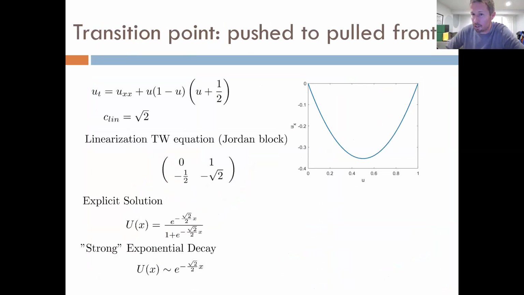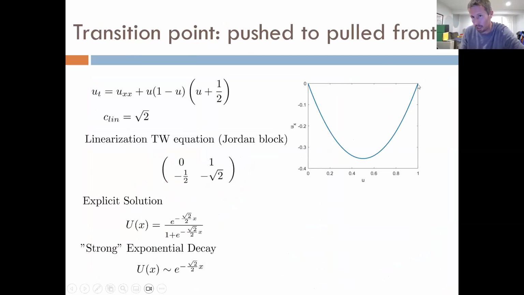I'll mention briefly, I said when A is bigger than a half, you have pulled fronts. When A is less than a half, you have pushed fronts. And so you might ask, what happens at the transition point? If you're exactly at A equal to a half, and you look at this in a frame with the linear spreading speed, you have this Jordan block at the origin. You still have this heteroclinic connection.